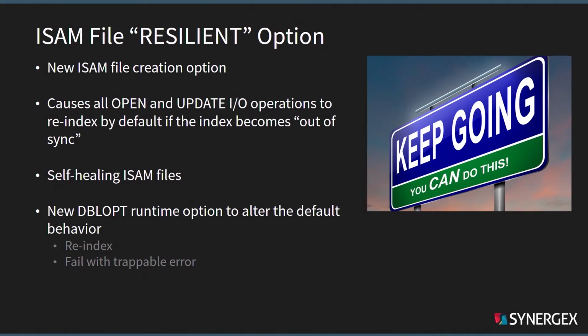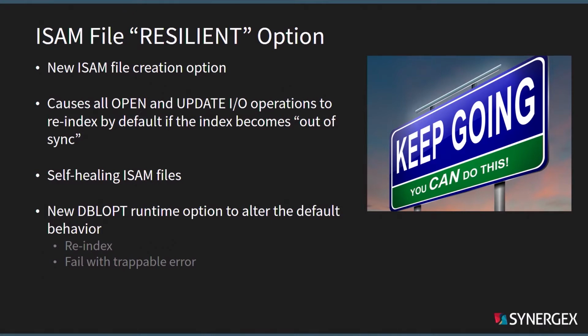So the resilient option, the idea is if you turn on the resilient option, which will be an option when you create an ISAM file, then it will cause all open and update I/O operations to automatically re-index the file if the index becomes out of sync. So essentially, with resilient ISAM files, they will become self-healing. If they detect a problem, they will just do a re-index there and then on the fly. And there will be a way of suppressing that if you really want to revert back to the old behavior and have an error that you can trap and do something with, like you have today, then there will be a way of falling back to that behavior.